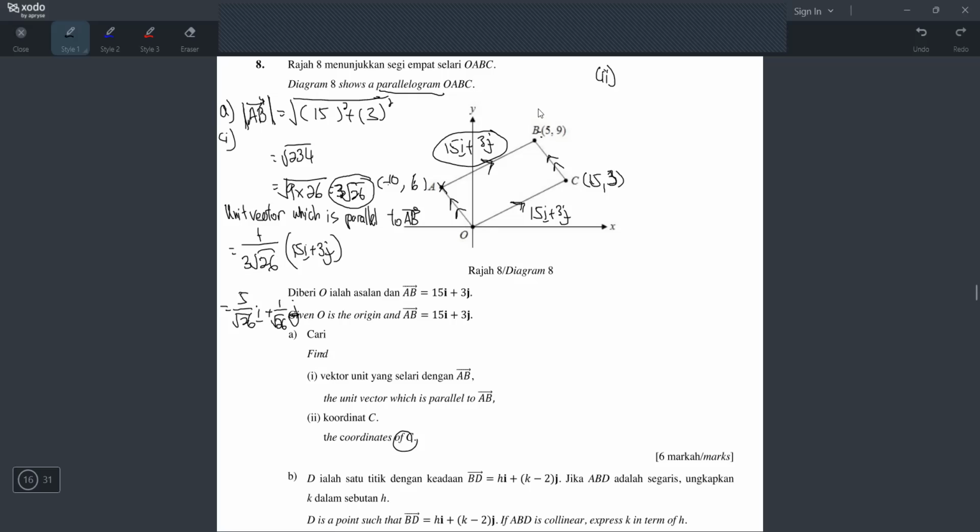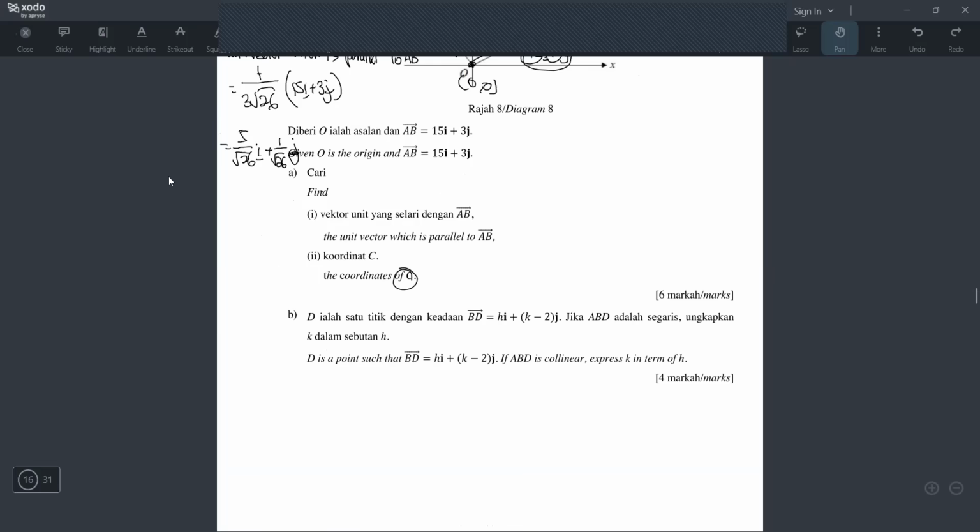Find the coordinates of C. I found it already. It's 15, 3, right? But let's show how I got this. Vector OC is 15i plus 3j, so therefore C is (15, 3). There's no real working, this is just common sense, because O is (0, 0). So if vector OC is this, then the C coordinate is (15, 3). But only if you go from O can you take out the number like this. If you go from A, you cannot, because if you go from O, the coordinate is (0, 0). That's why whatever number is here will be the coordinate of the destination, C.